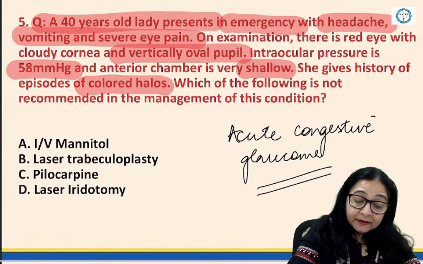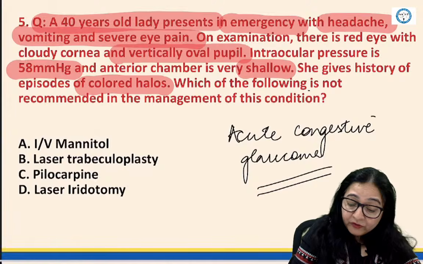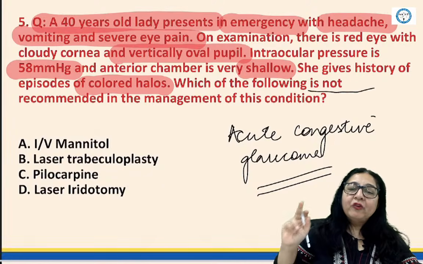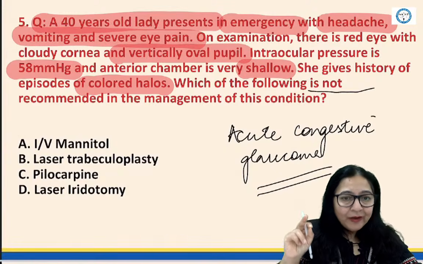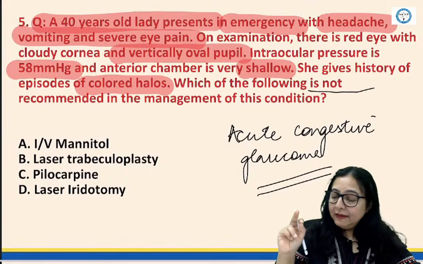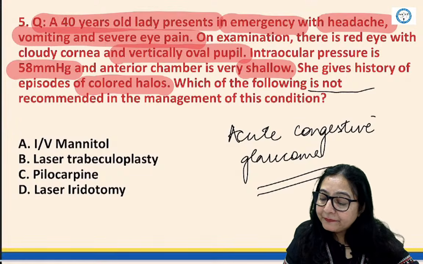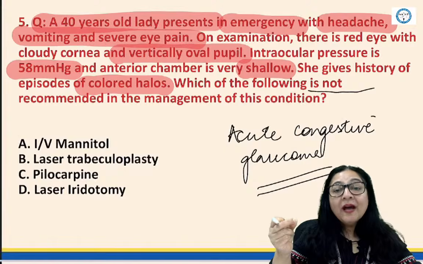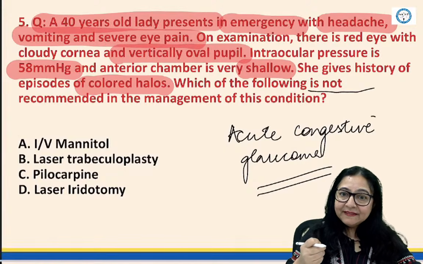Now the question is related to which is not the recommended management in this case. Choices are intravenous mannitol, laser trabeculoplasty, pilocarpine, laser iridotomy. So I'm seeing there is confusion between the B and C choice. So C, look beta, if you marked C, pilocarpine is the management of this condition.